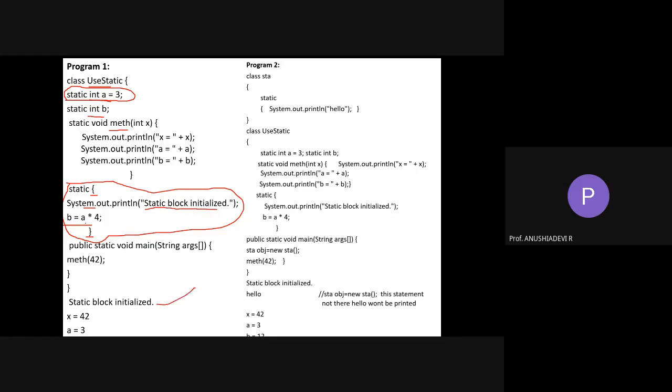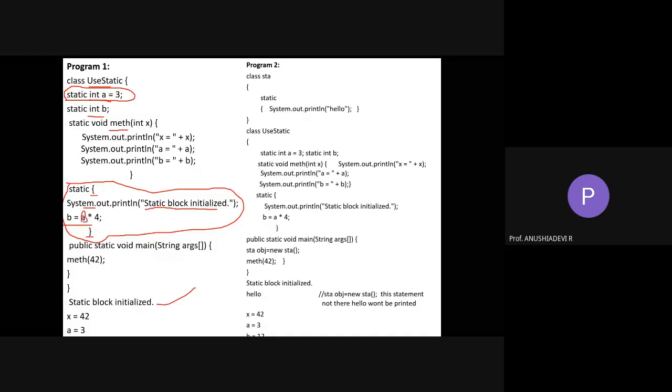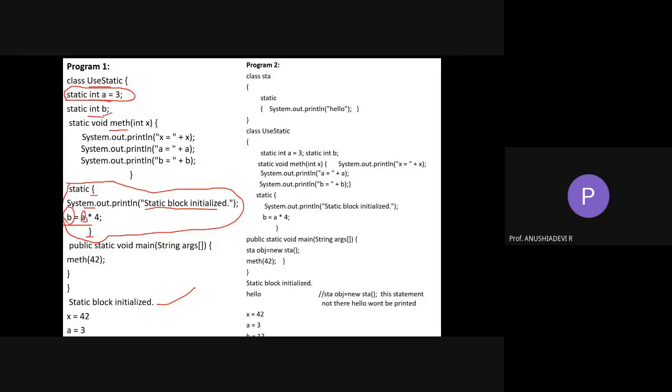So what is the value of a? The value of a is 3. So 3 into 4 is 12. So now what is the b value? The b value is now 12. And next, the main method is executed.